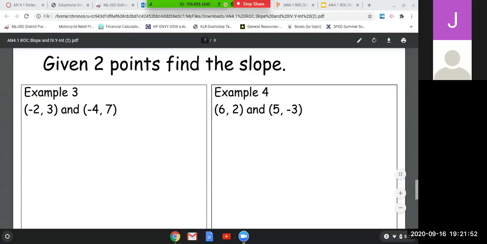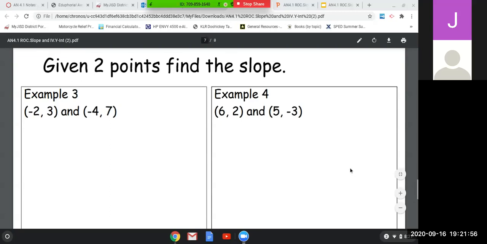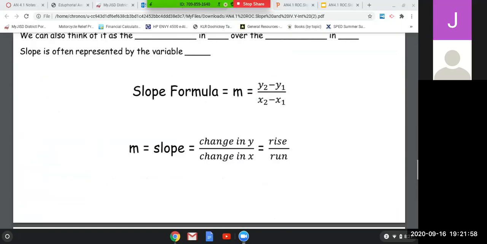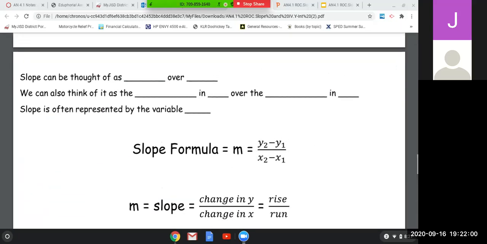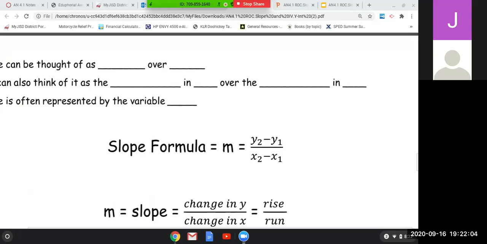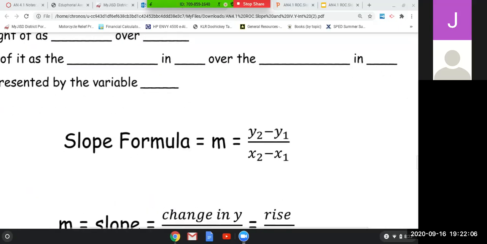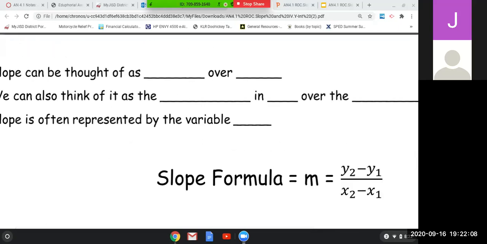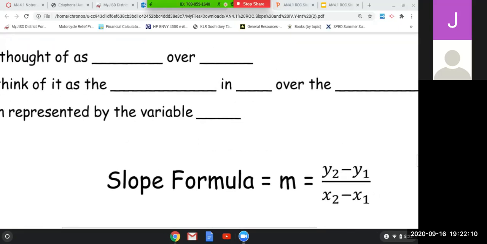Okay, good day everyone. So today we're going to talk about finding slope. I'm going to go back to the previous page on here so we can talk about what slope is. I'm going to fill this out. Ways we can think of slope. Slope can be thought of as rise.